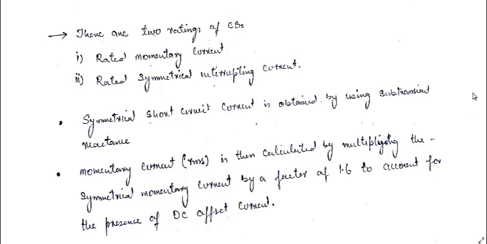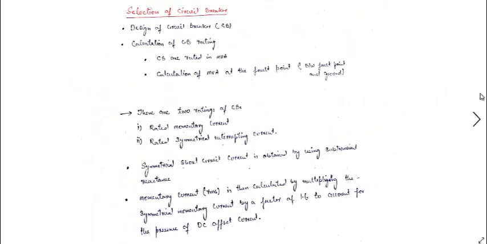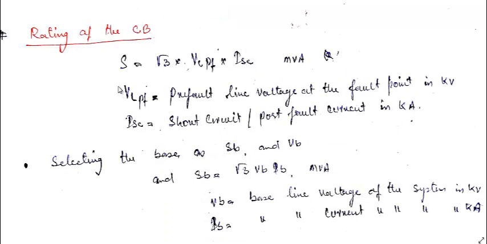But generally, you will see that its rating is in MVA. Now how to calculate its rating? It is given as √3 into VLPF multiplied by ISC, where it will be in MVA. VLPF is the pre-fault line voltage at the fault point in kV, and ISC is the short circuit post-fault current in kA.